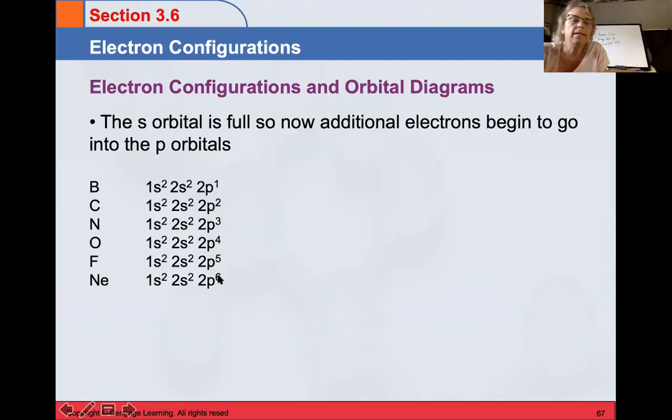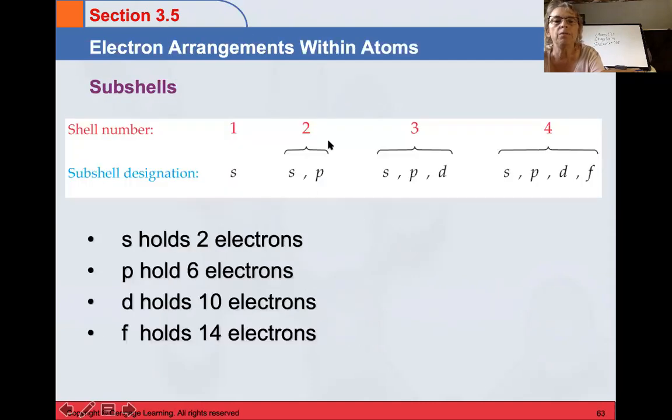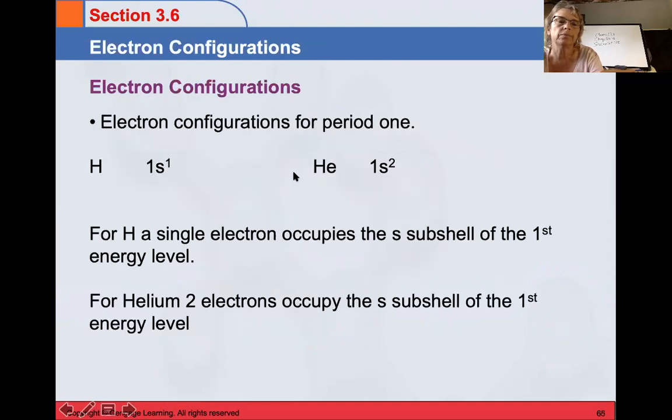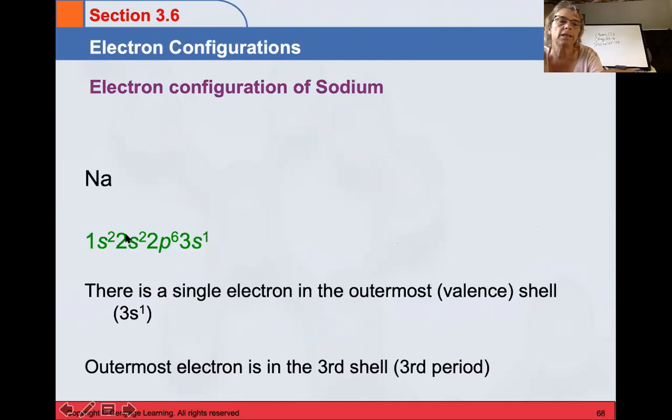When we get to the end of the second period, now we can see that we filled up the second shell because we filled the s subshell and the p subshell. So if we want to add any more protons or any more electrons, now we have to go to the third shell. And that's exactly what happens when we get to sodium.